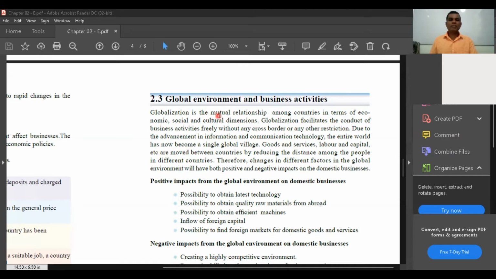Now you see, globalization is the mutual relationship among countries in terms of economic, social, and cultural dimensions, which means, just keep it in mind, countries are socially, culturally, economically, and politically interconnected. Countries are interconnected. That is what we call globalization.